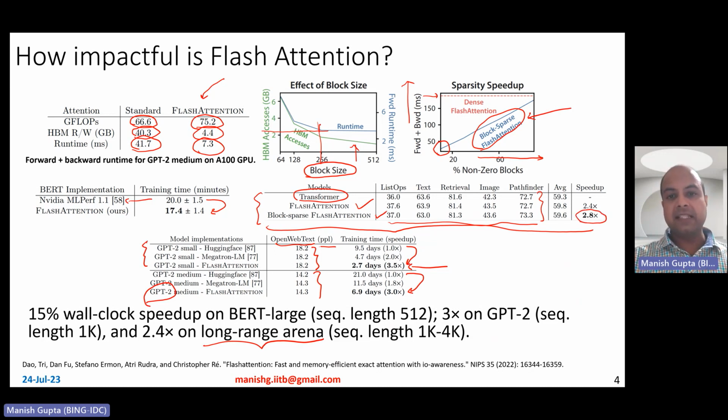Now, the sizes of these sequence lengths are pretty high. So for example, it's called long range arena because the max sequence length can go up to 4,000, right? So therefore, it leads to a really awesome speed up of about 2.5x, 2.8x.